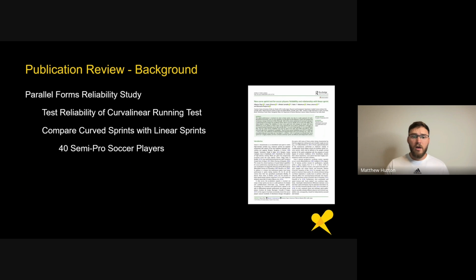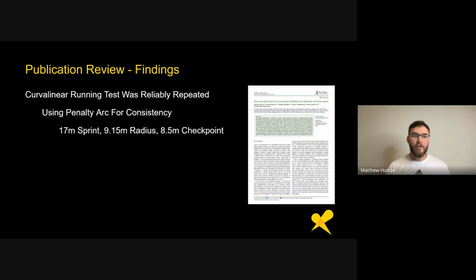But the findings were that the curvilinear run test was reliable. They were easily able to repeat it and get similar results between individuals. This is unsurprising because the line on the field is not moving, and the conditions out in the weather and stuff like that isn't going to influence the testing that significantly. So they were using the penalty arc for the consistency.